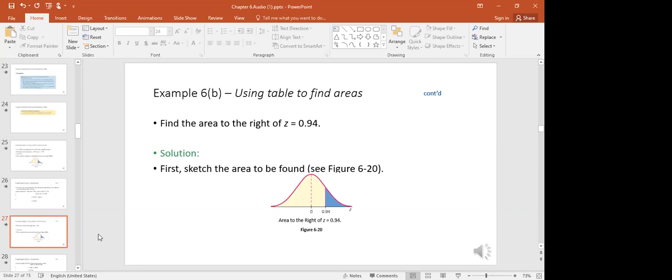If you have a question like find the area, these are the possible questions you will be having on your homework and quizzes. Find the area to the right of Z equal to 0.94. If you are using your calculator, this is just like the probability that Z is greater than 0.94. So the lower value is 0.94. The upper value is a very large number, which you can take as 1,000, even 1 million.